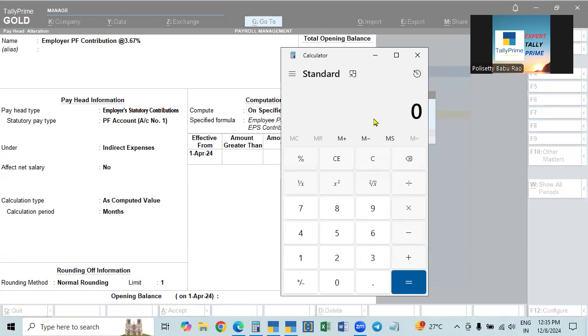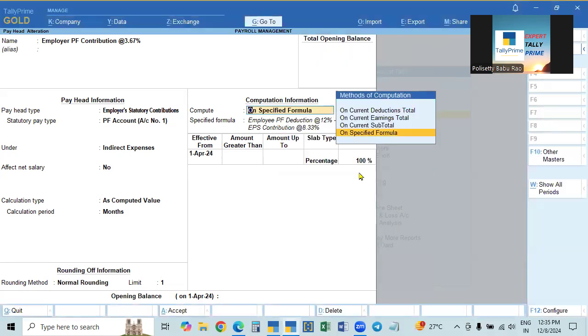And above that, we calculate 3.67%. Above 15,000, this amount 550 rupees will be the amount. But we will not calculate just like that. As per law, it is given in the act that the calculation, both results will be the same. There may be some slight difference due to rounding off. Okay. And here, instead of calculating that one, it is to be calculated in a different way, but the result will be the same. How is it?